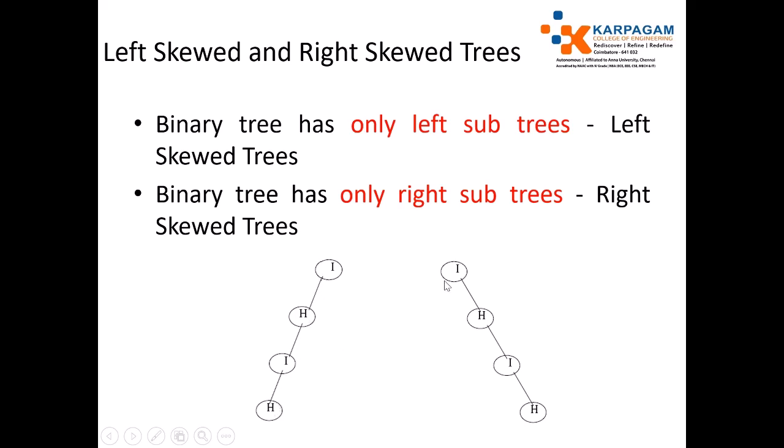Okay, in this kind of tree, all the nodes are filled on the right side. This is called a right skewed tree.